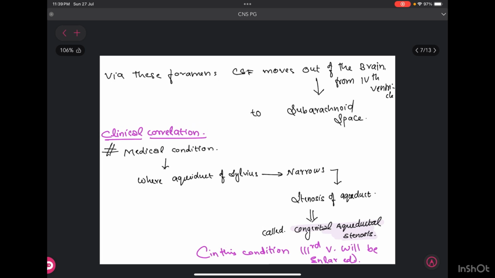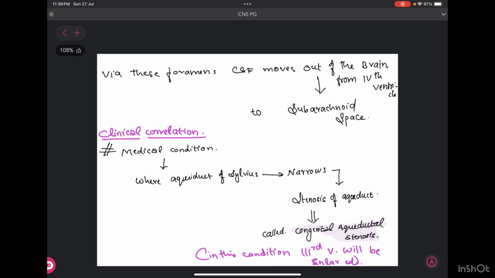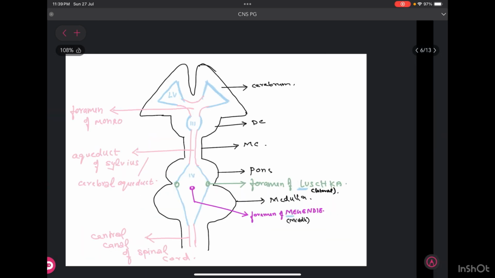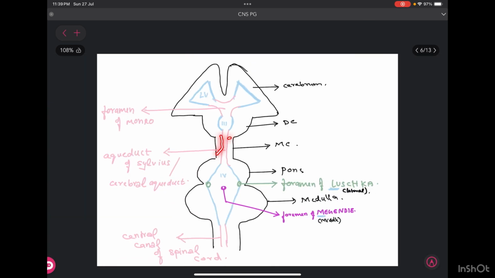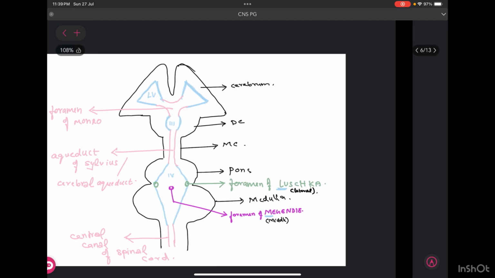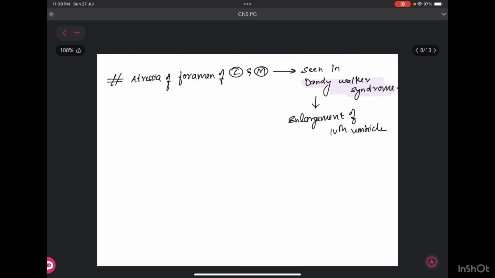We also need to study the clinical correlation. In anatomy, applied anatomy is a very important aspect to score marks in the university examinations. So clinical correlation: there is a medical condition where the aqueduct of Sylvius narrows. That is called stenosis of the aqueduct, also called congenital aqueductal stenosis. So here, this aqueduct of Sylvius gets narrowed. What happens, guys? The third ventricle gets enlarged. That is that condition.